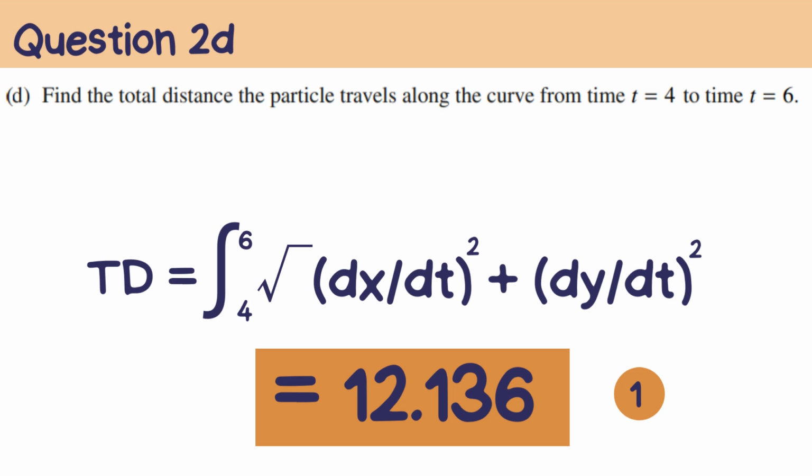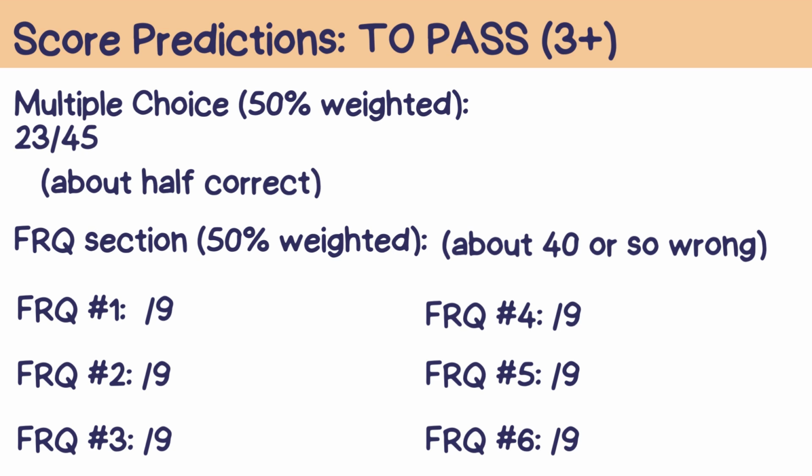Now that we're done with all of FRQ number 2, let's do the score predictions. These scores are my own, so these are not the official ones, and this is what you might need to get a 3, and then this is for a 4 and a 5.